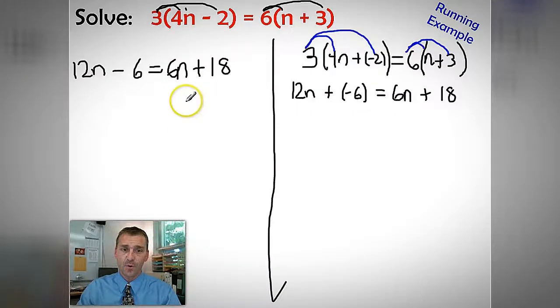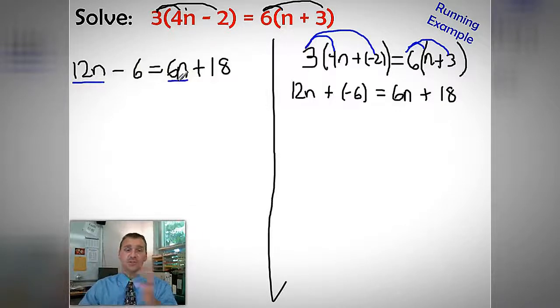Go back to this example. Notice my like terms here. I have 6n and I have 12n. And those like terms are on different sides of the equal sign. So since they're on different sides of the tracks, I always say, the equal sign, you cannot, remember from Algebra 1, just take the 12n and the 6n and combine them and get 18n. That is incorrect.